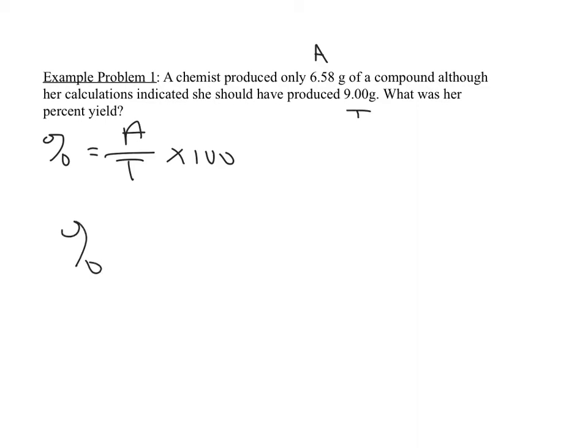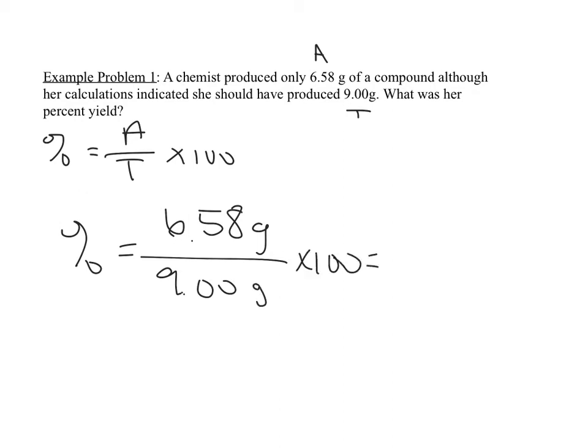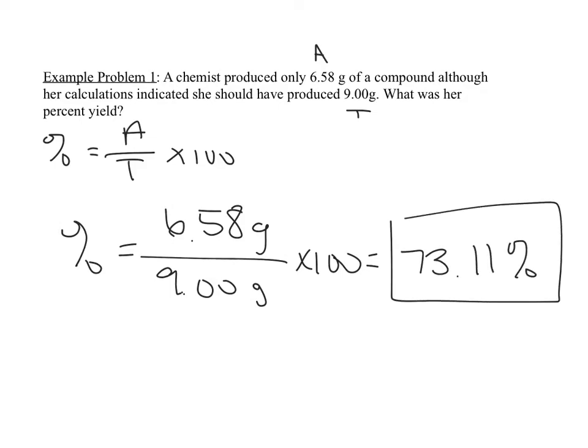So to find our percent, we're going to take 6.58 grams, we don't know what the compound is, over 9.00 grams. Multiply it by 100, and we're going to get our percent. You're going to get 73.11%. That is her percent yield. She's able to get about 73% of what she should have been able to get.